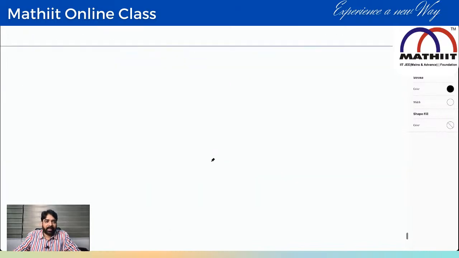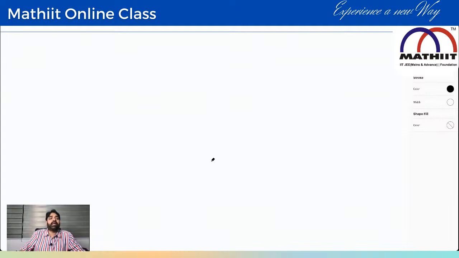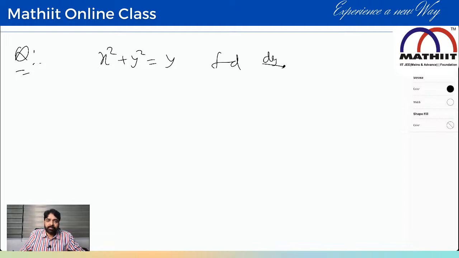It will get clear. Don't worry. It's very, very simple. It will make any complicated question very simple. Suppose somebody says x square plus y square equals y. Find dy by dx. First thing, make one side 0, the right side 0. So we'll say x square plus y square minus y equals 0.